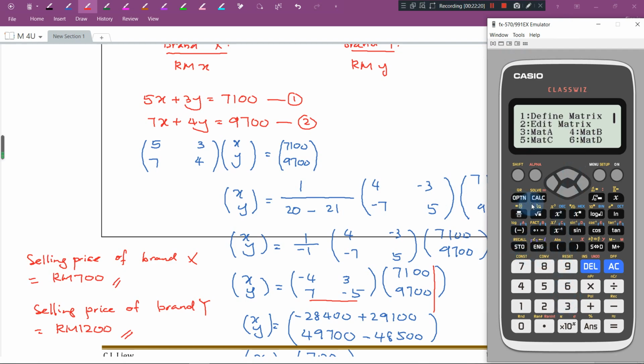Now I want to take the matrix A, press 3. Since I want the inverse matrix of matrix A, I have to press this. This means the inverse matrix of matrix A times matrix B. This one. Option, matrix B. Okay, then press equal. You will get the answers 700 and 1200.